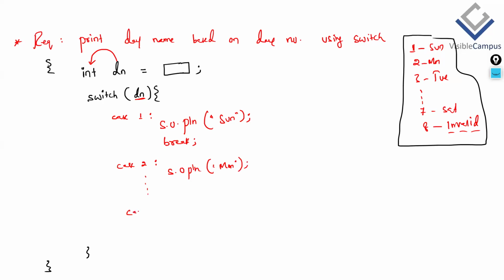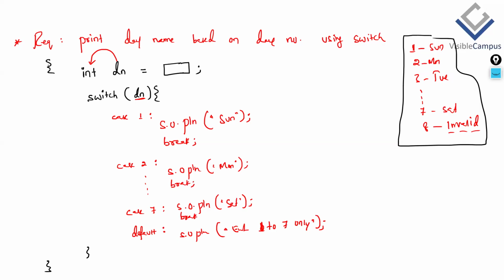Then finally, I'm jumping to case 7. Then System.out.println. We can write in the same line also, no problem. Then it is Saturday. Then finally, default, then colon, print "enter 1 to 7 only". Then followed by break here, I forgot. Here also break. Then here also break. Yeah. So this is the switch program.